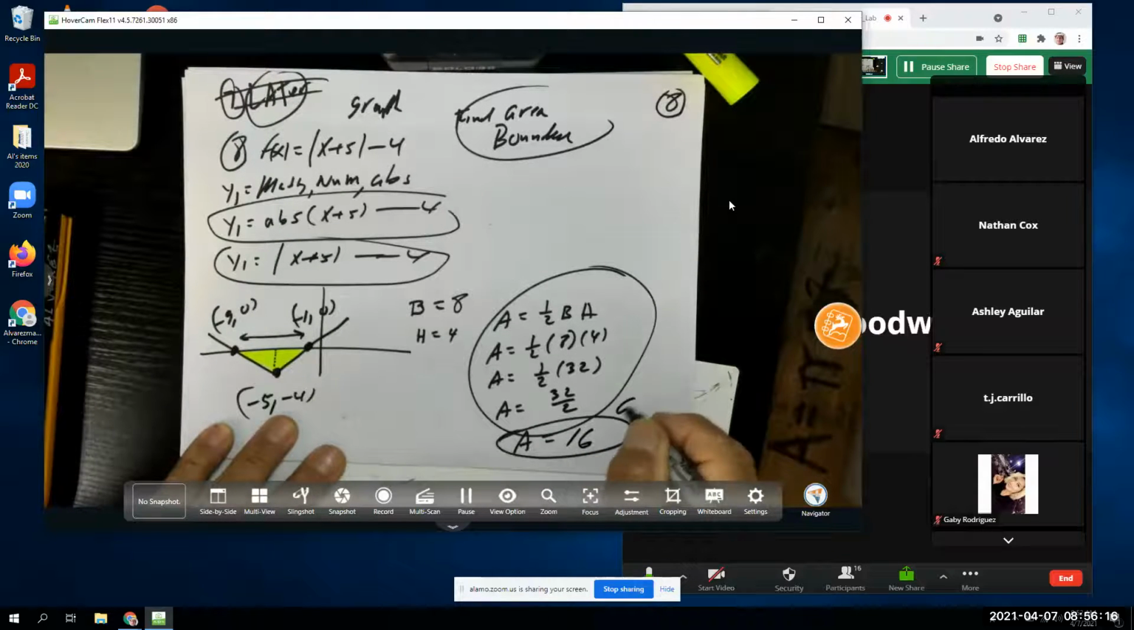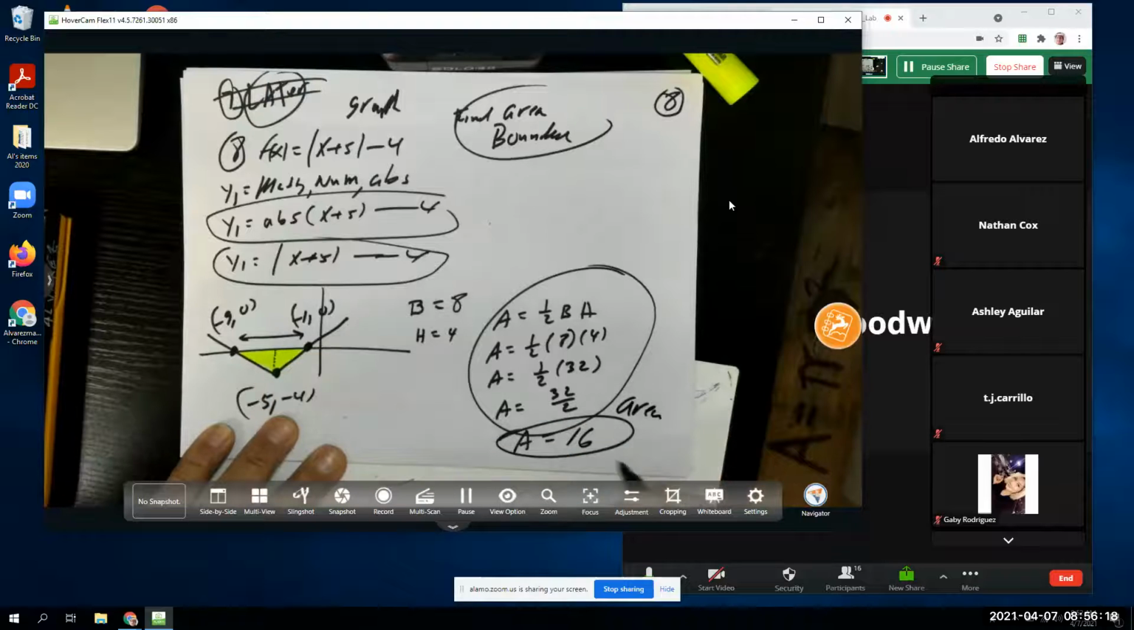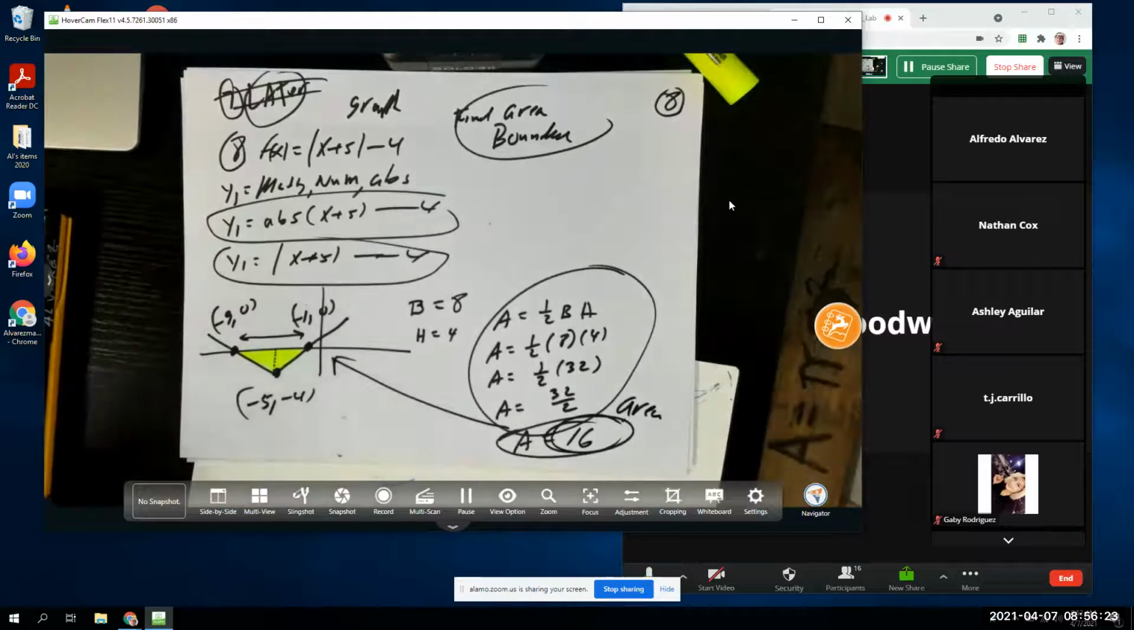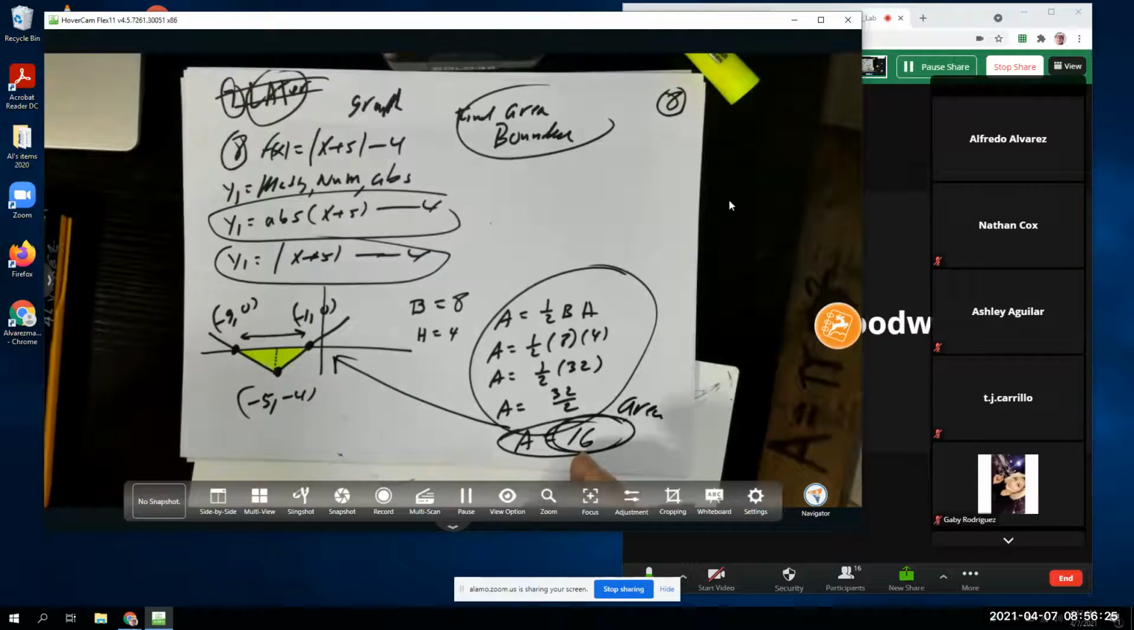This is the area. So the area of this yellow part right here is this number right here. What is it? 16. There's a graph and there's the area right there. What's stuck in here? 16 square inches, whatever that is.